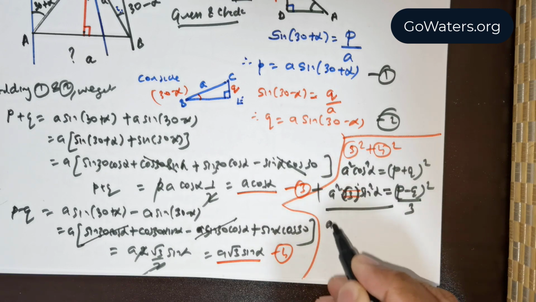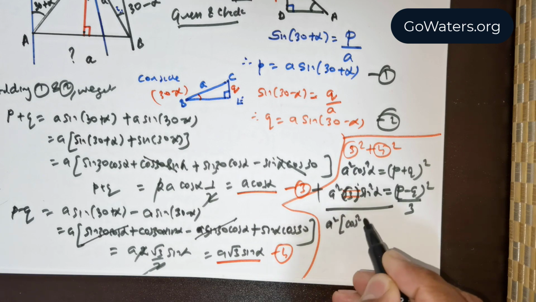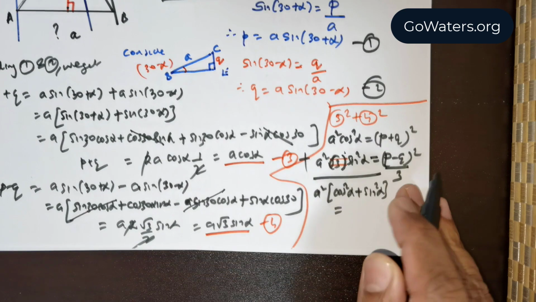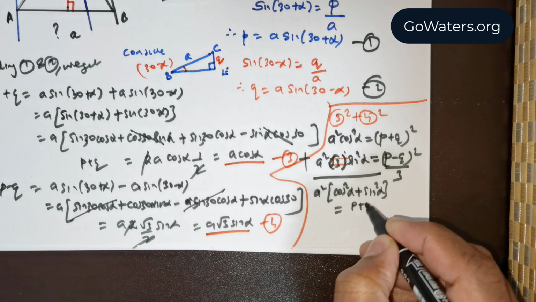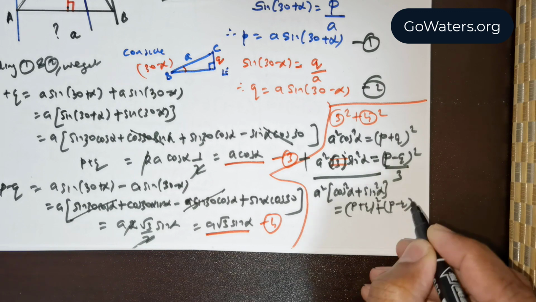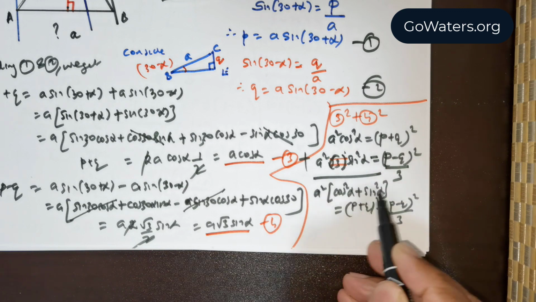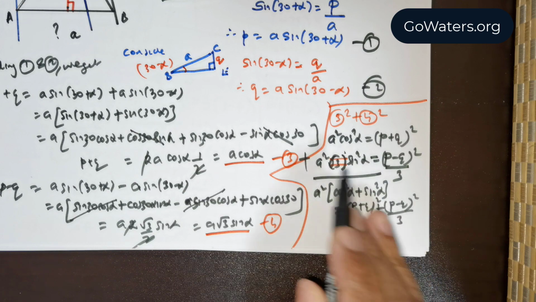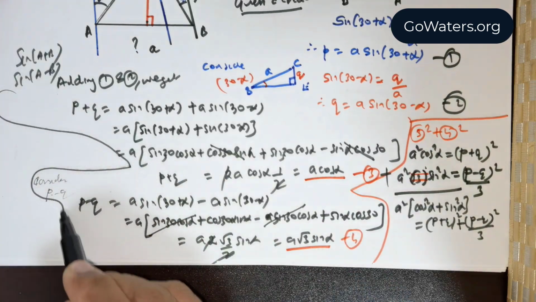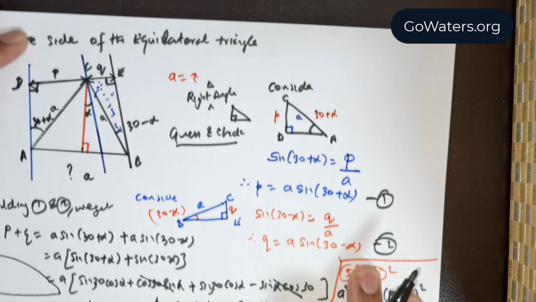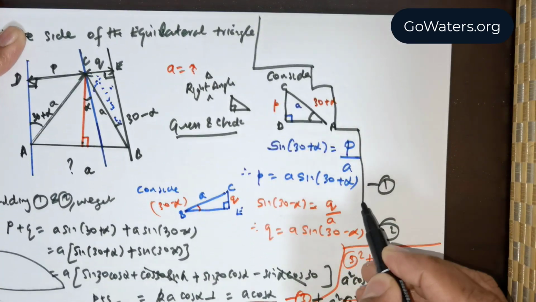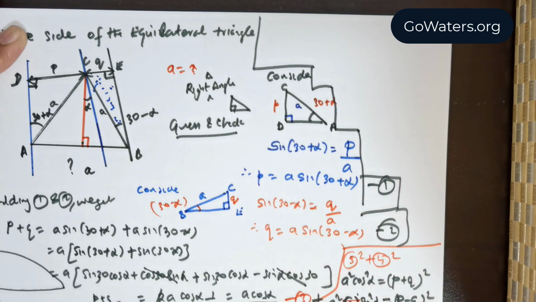When you add it, what do you get? A squared of cos squared alpha plus sin squared alpha is equal to (P + Q) raised to the power of 2 plus (P - Q) raised to the power of 2 divided by 3. Now this is 1, right? So what have you got? Let me use, I think this is the best part to use. Okay, so I'm using this part.